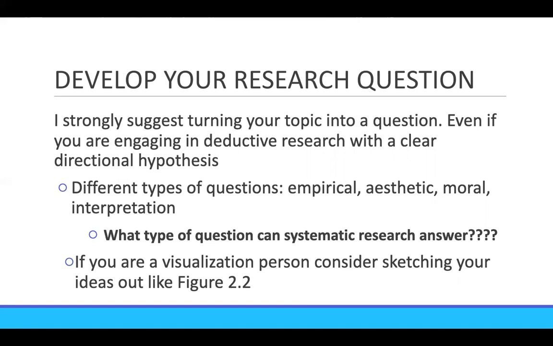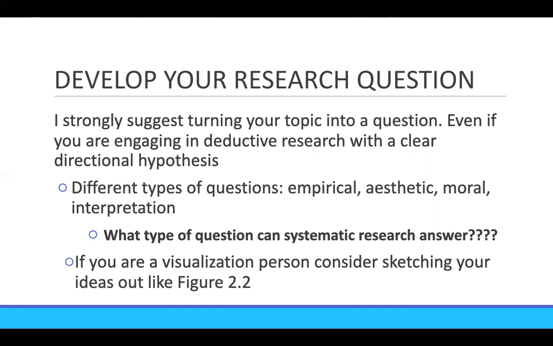Because when it comes to systematic research, the type of question that systematic research can answer is empirical questions, questions that you can answer by collecting data. Can't answer aesthetic questions, you know, what's better, who's better looking, what tastes better. Can't answer moral questions. Is this right? Is this moral? And can't answer interpretation questions. What do you think that this artist means? What do you think this piece of art symbolizes?